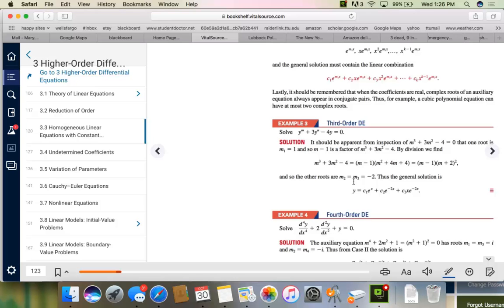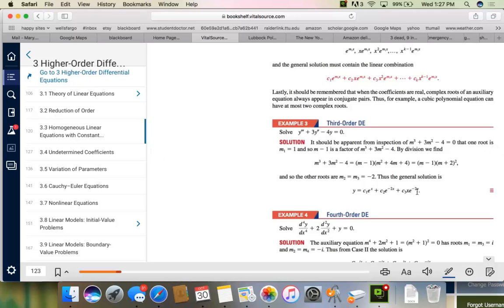So that means your first term, incorporating this root of m at 1, is going to look like c1 e to the x. And then your next two terms are going to be this repeated root. So we'll have a c2 e to the minus 2x, and then we'll have a c3 x e to the minus 2x. So that's the way that works.